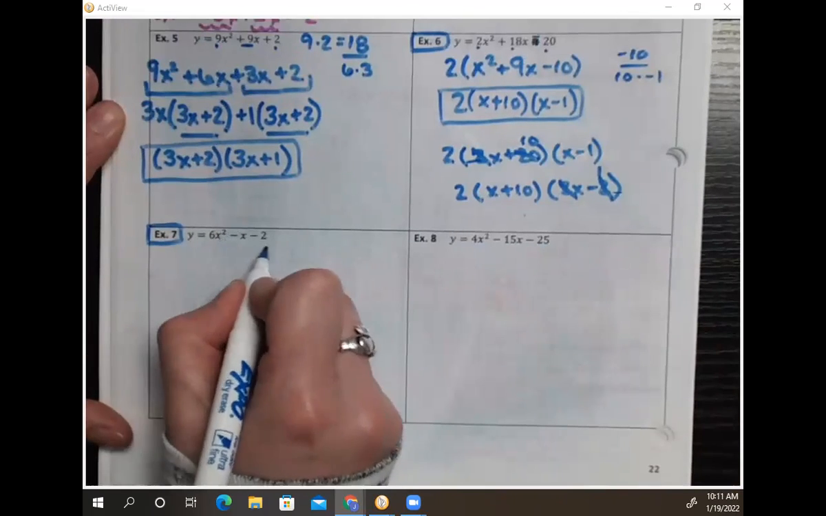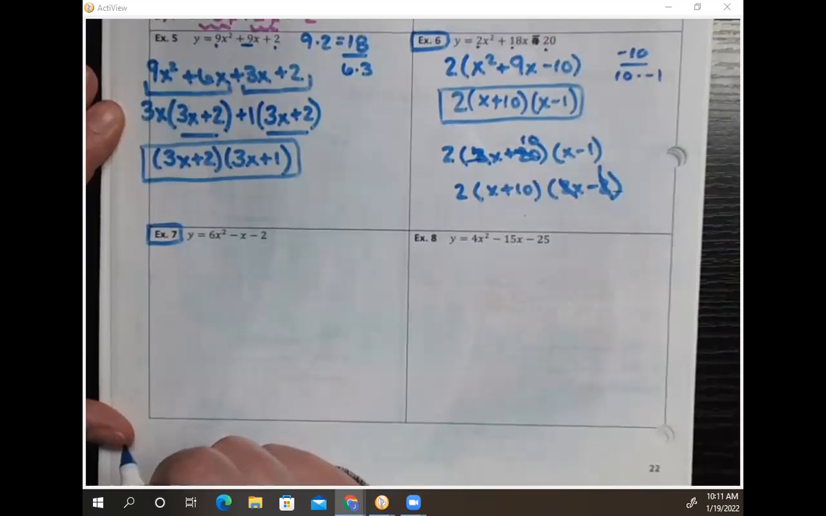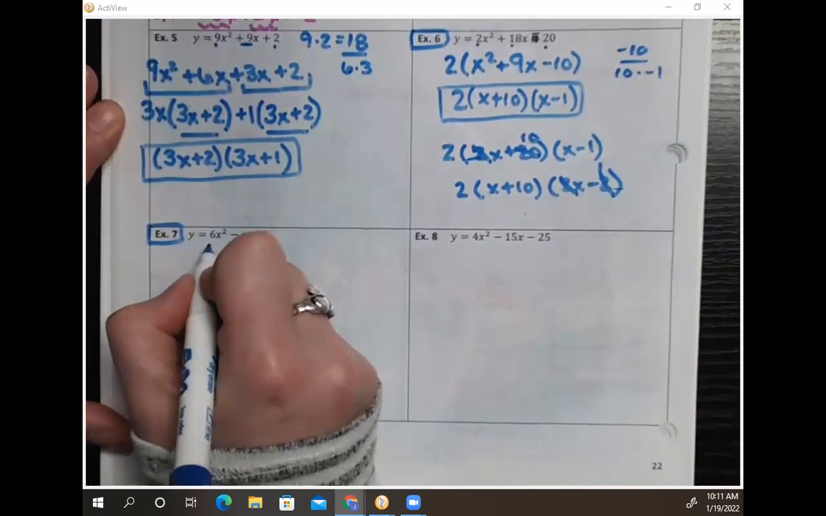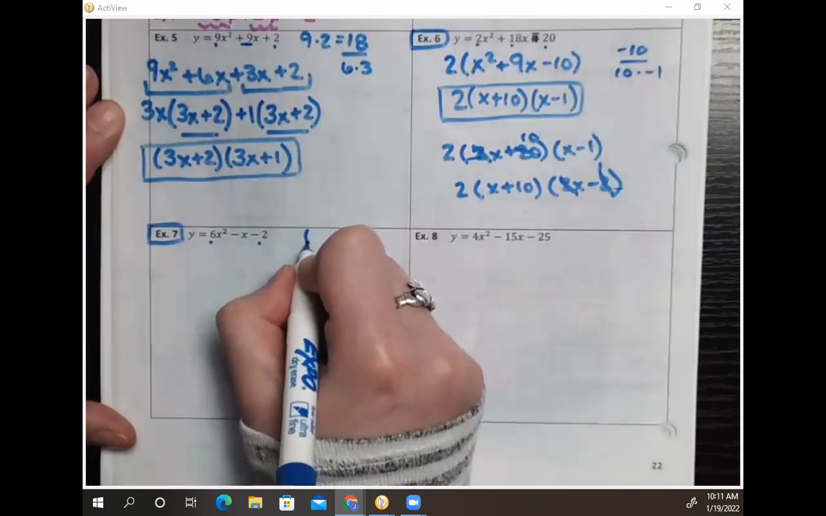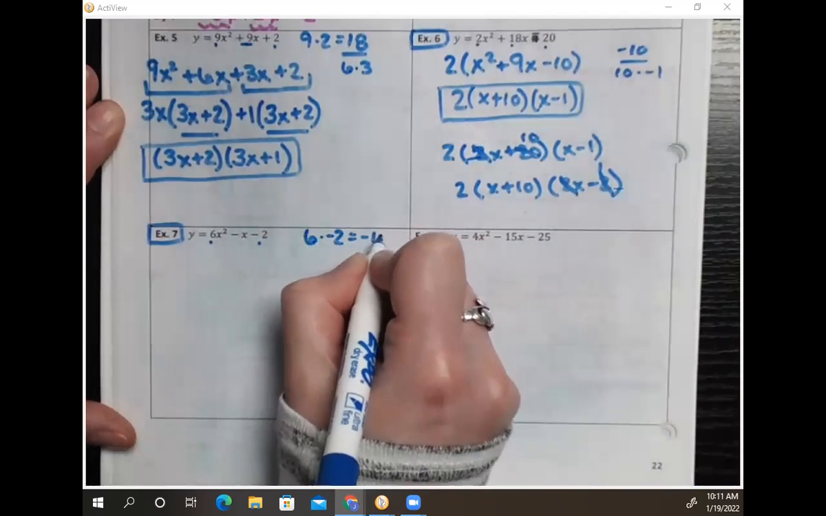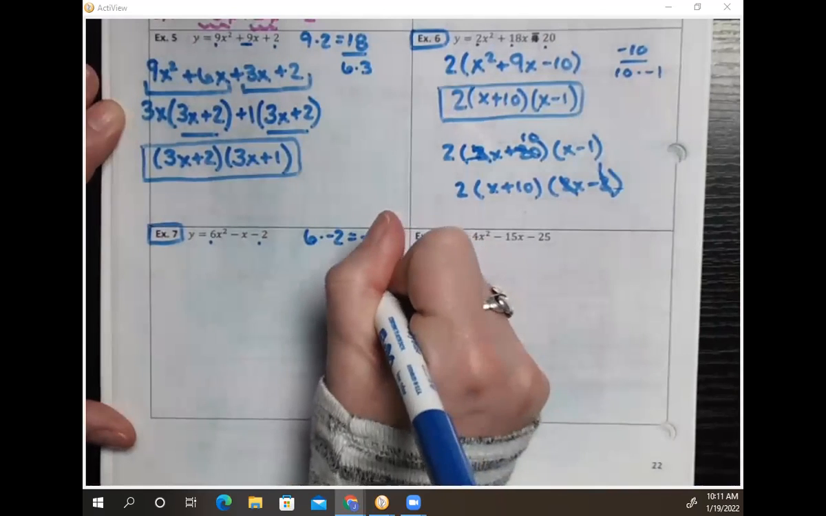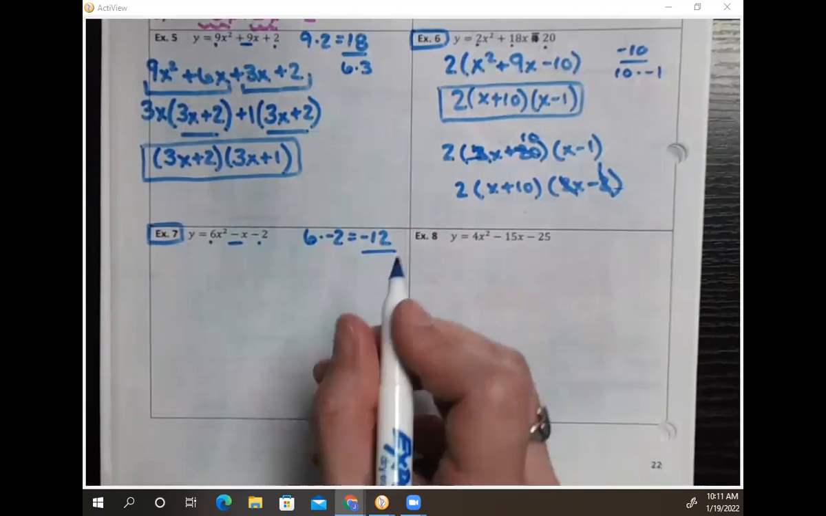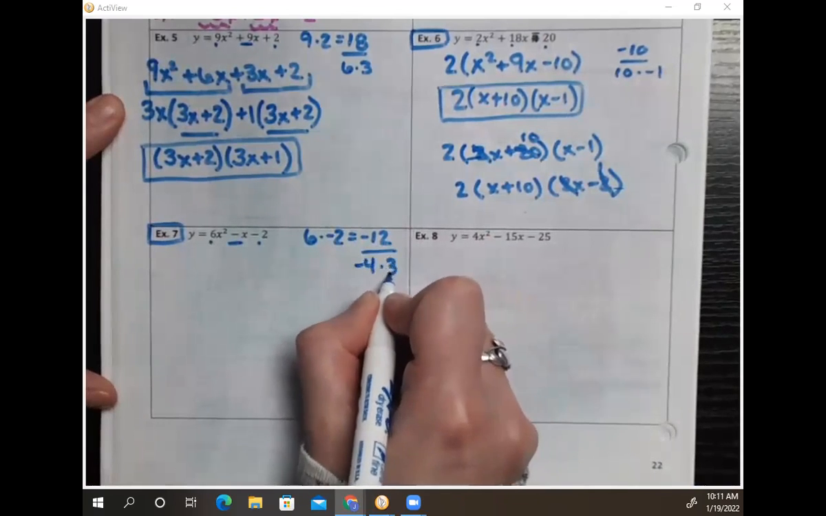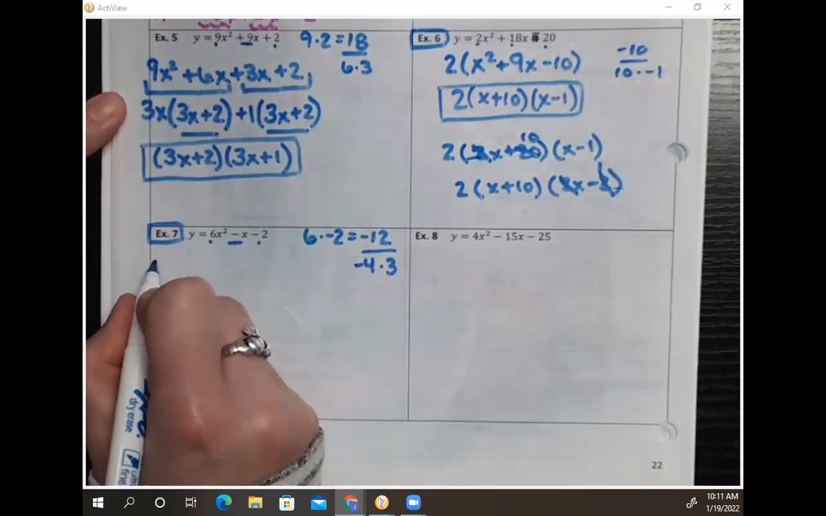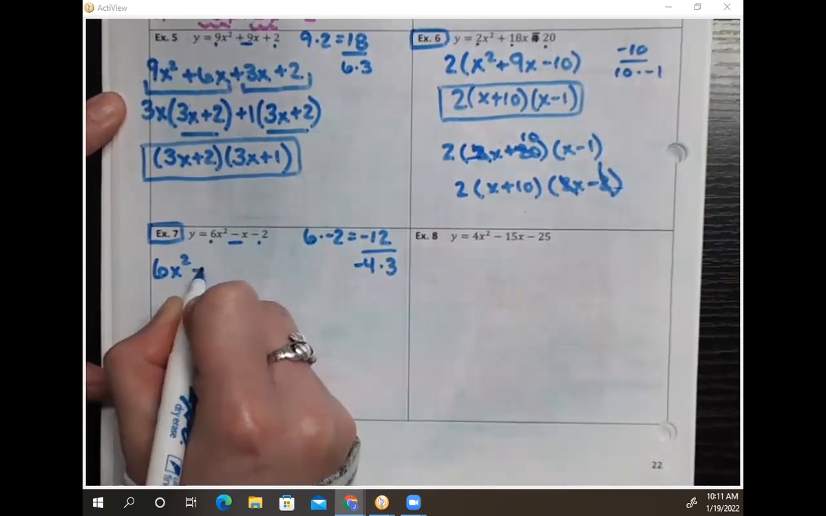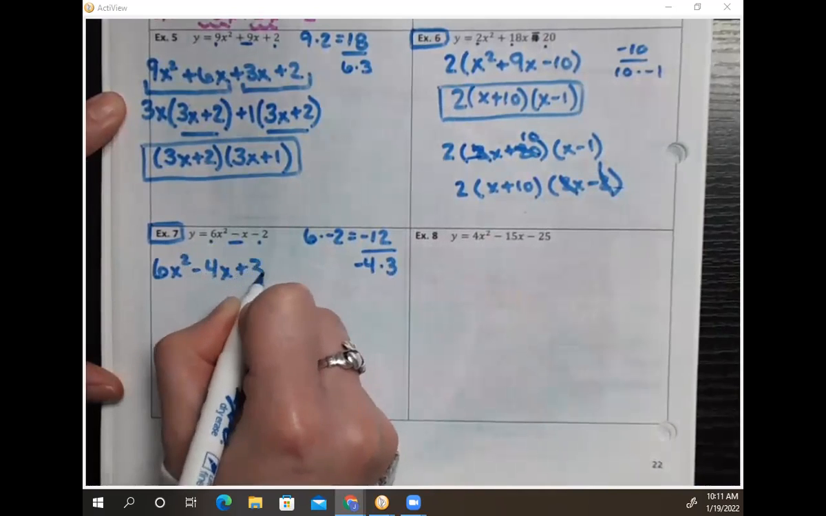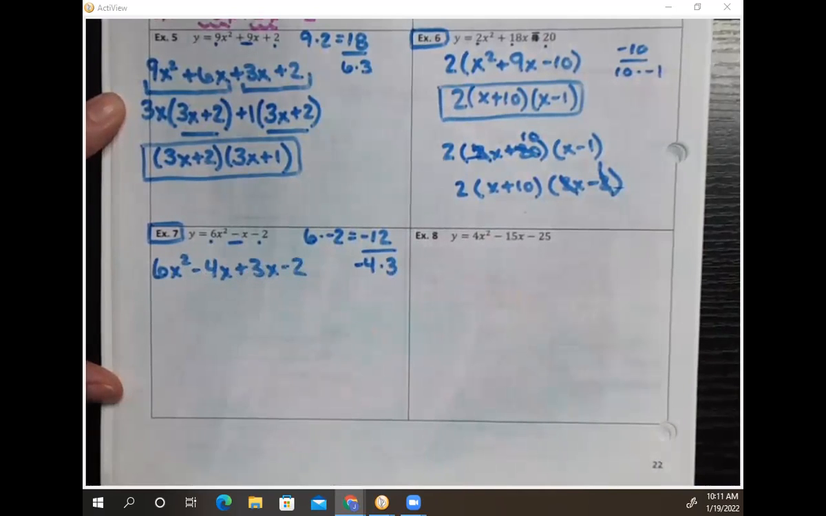For example 7, I don't have a GCF I can pull out at the beginning, so we're going to have to use AC method here. So that would be 6 times negative 2. That would give us negative 12. And then I want factors of negative 12 that add to negative 1. What do we want here? Switch the signs. Negative 4 and positive 3, good. So I would write this as 6x squared minus 4x plus 3x minus 2.